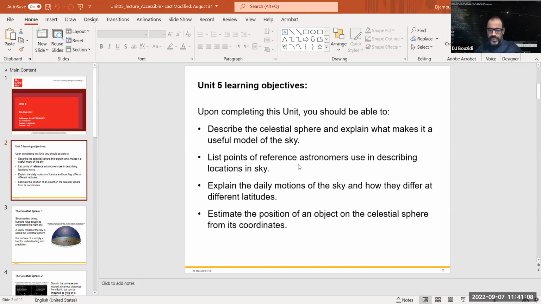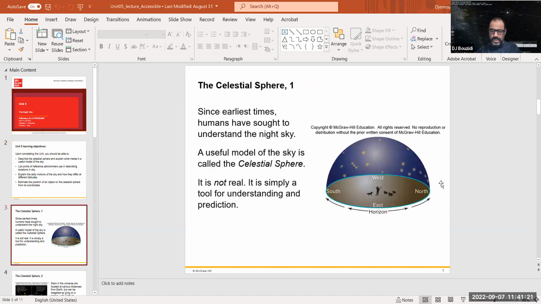Anyway, so list points of reference astronomers use in describing locations in the sky. And we're going to talk about that, explain the daily motions of the sky and how they differ, and estimate the position of objects on the celestial sphere. Again, this is for you sitting where you are. It looks like you are living in a dome above you. That's half of the celestial sphere, okay? Right now, I'm looking due north. I'm seeing actually the San Bernardino Mountains.